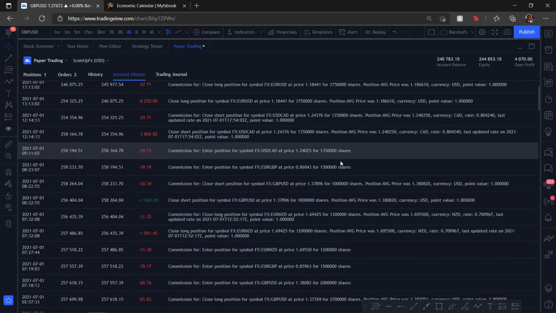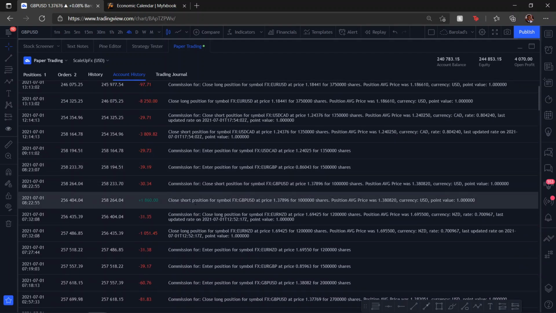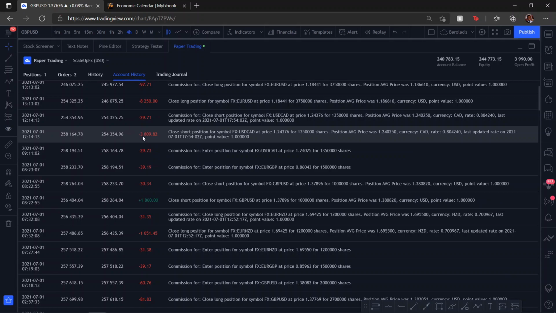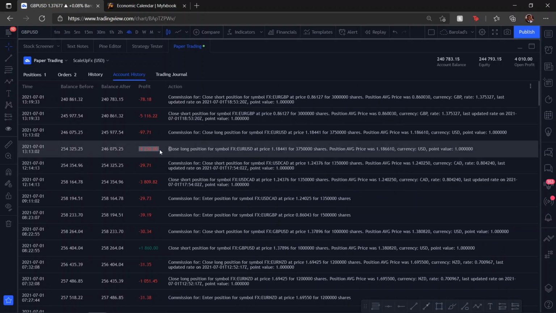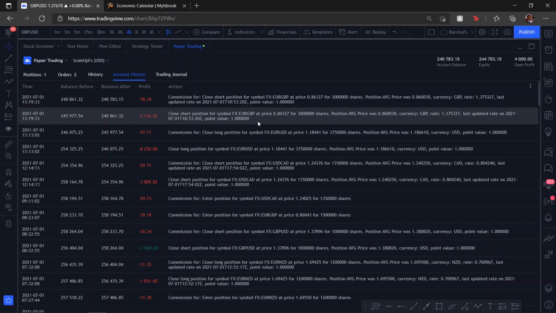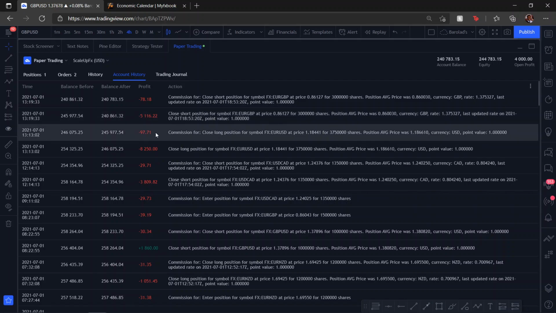This is partial positions for the trade I'm currently in on GBP USD shorts. I lost about $4,000 on USD CAD. I lost about $8,000 on Euro USD, which I closed. This is the Euro USD that we were in yesterday, and I talked about in the first video breakdown. I lost about $5,000 on Euro GBP.